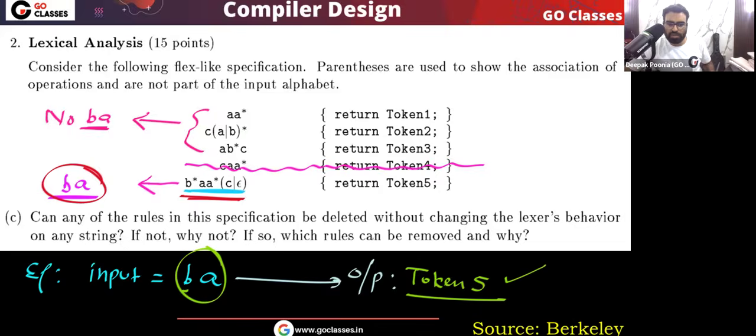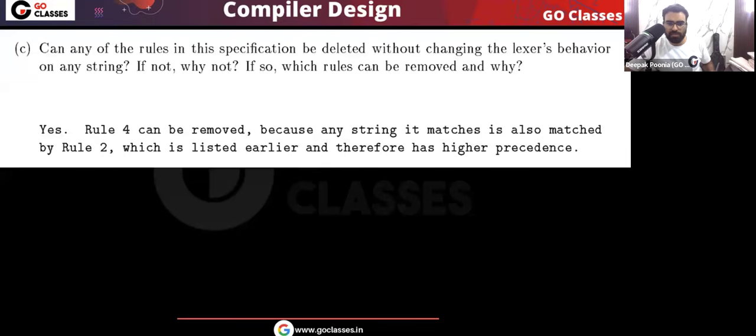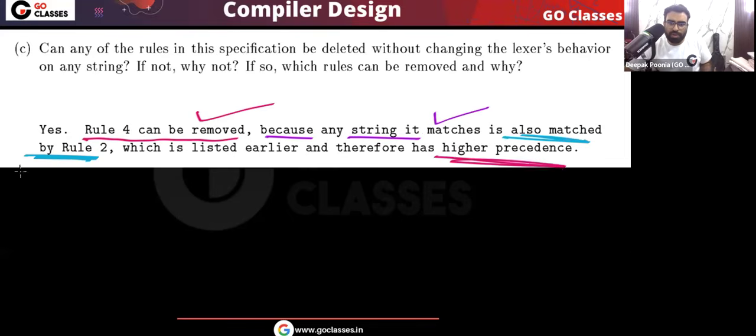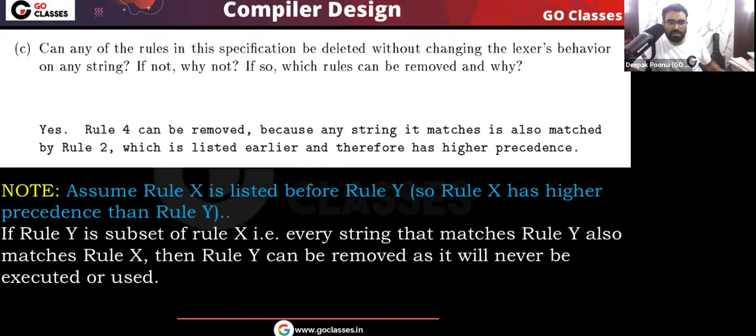I hope you understood this explanation. Very beautiful question. So you can read the explanation here, that rule 4 can be removed. Why? Because any string that can possibly match rule 4 will also match rule 2, and rule 2 has higher precedence. So we will never use rule 4, or I can say the token 4 will never be generated for any string. So this is a beautiful question, and I hope you understood the explanation.